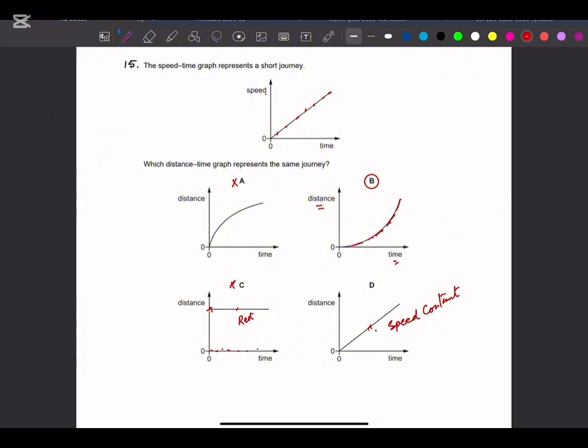I hope these questions are giving you a clearer picture of speed time graphs and distance time graphs.